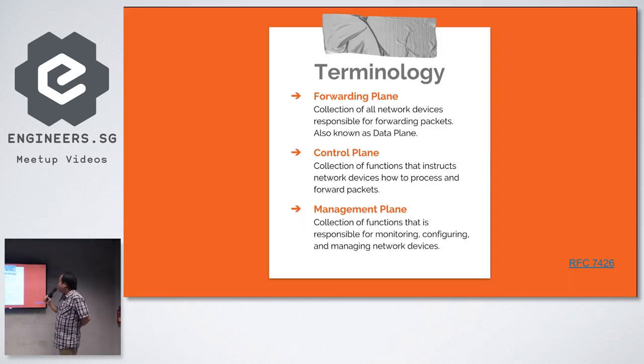We need to know some terminology. The forwarding plane is the collection of all network devices that are responsible for forwarding packets. This is also known as the data plane. The control plane is the collection of functions that instruct the network devices how to process and forward packets. Then there is a management plane. This is the collection of functions responsible for monitoring, configuring, and managing network devices. You might be familiar with things like SNMP, Simple Network Management Protocol.